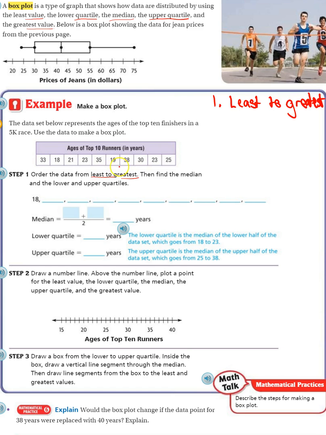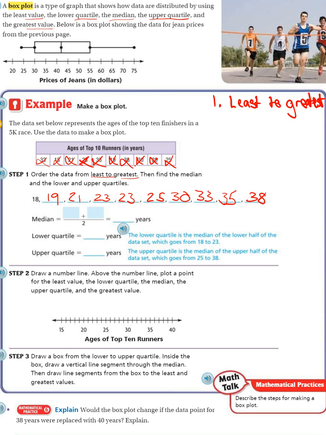Okay, so we have 18, 19, 21, 23, and there's 2 of them, 25, 30, 33, 35, and 38.